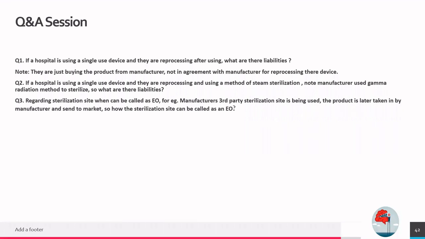So the answer is very simple. All the service providers are not economic operators. If they're providing a service to the manufacturer on their behalf, they cannot be considered economic operators. If they don't have any agreement with the manufacturer, then that sterilization site can act as one of the economic operators based on what activities other than sterilization they are doing, or they become the fourth party, that is, the sterilization of system or packaging party. So these are the 3 questions which were asked to me before.